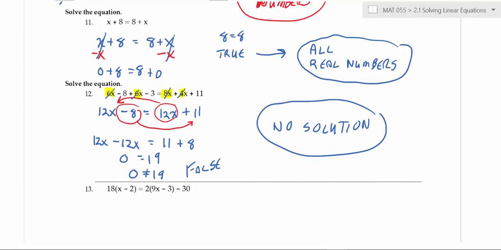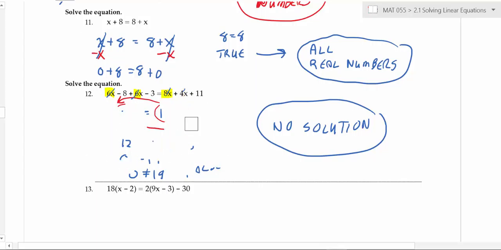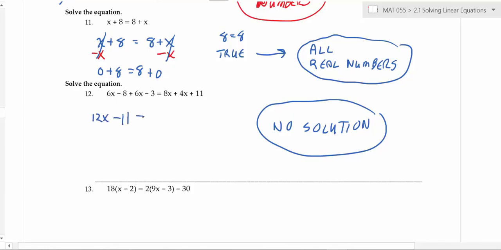The other way you could look at this is after you collect your like terms, you can do it like this if you want to. So you could have 12x minus 11 equals 12x plus 11. So you could say, well, I don't want x's on both sides. You could show your step like this if you wanted to. So if you did that, this would be 0 minus 11 is negative 11. 0 plus 11 is 11. Well, still it's a false statement. Okay, the variable disappeared.